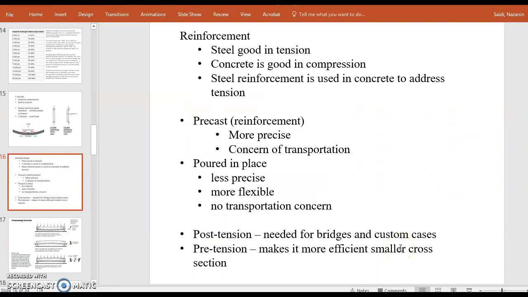All right, so as we said, reinforcement, we apply it to the bottom because steel is good in tension and concrete is good in compression. So steel, metal rebars are used for tension. And we talked about precast versus poured in place, and post-tension versus pre-tension.